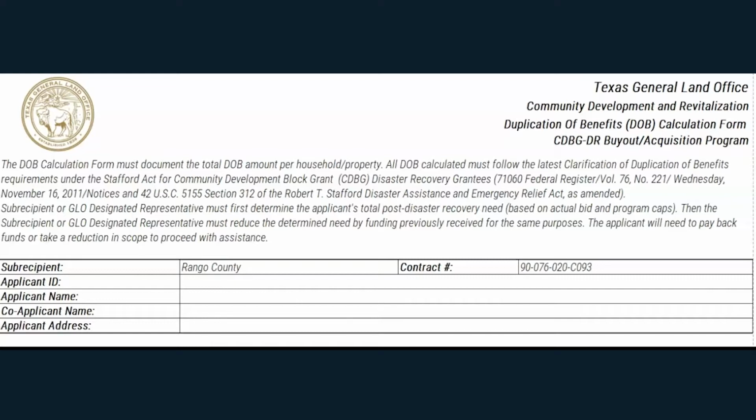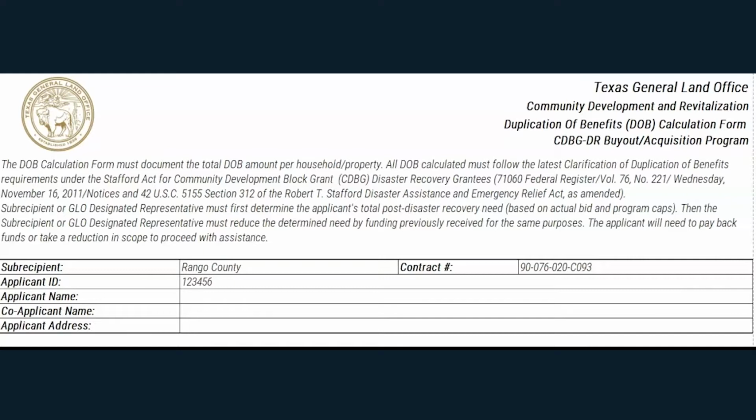Then, in the Applicant ID section, the subrecipient should input the Tiger project ID. This number will be generated in Tiger when the applicant's project is created and the application is uploaded. This can be left blank with a submission in Tiger, but should be completed on the final form.